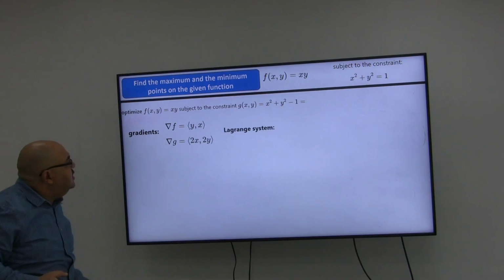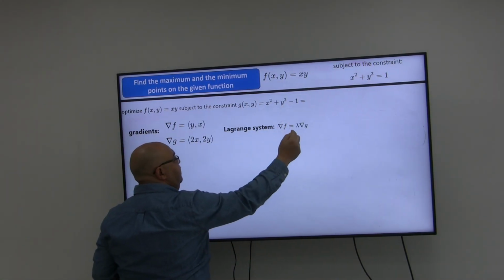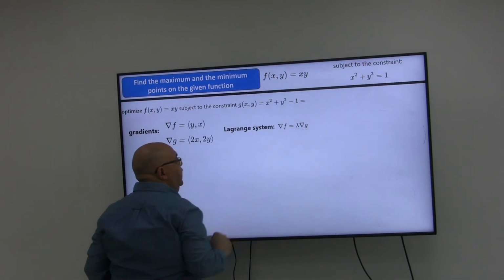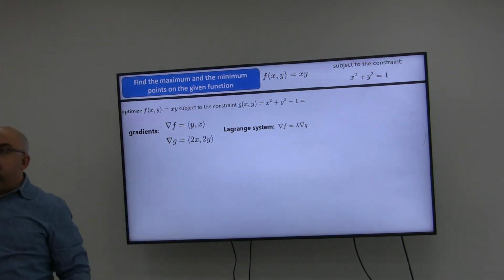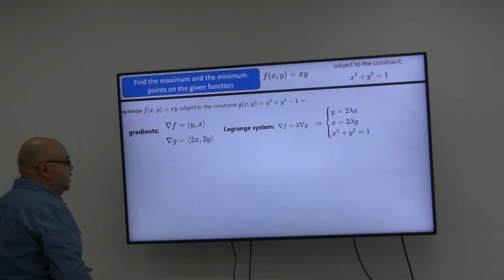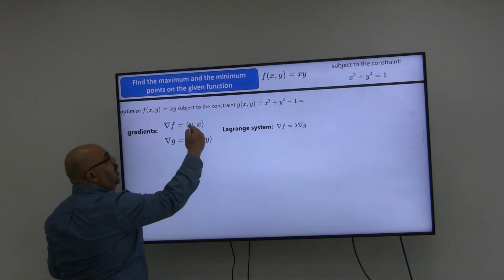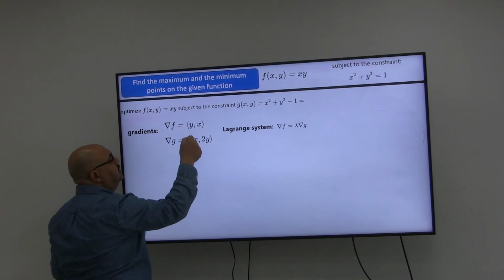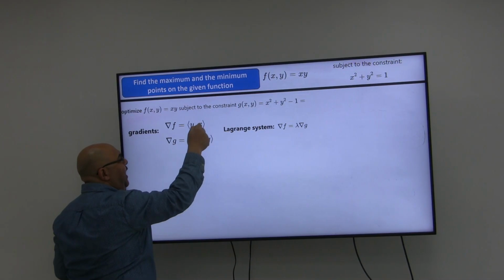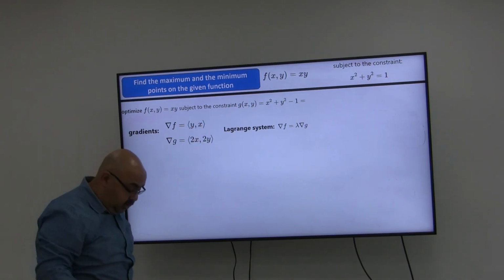So the next step, as you can see, is the Lagrange system. The gradient vector of f is equal to lambda times the gradient vector of g. What's lambda? Just a number. Okay, it's a number that belongs to the real set. So the next step is to expand them. Of course, it's going to be y equal to lambda times 2x, and x equal to lambda times 2y, which means you have two equations.